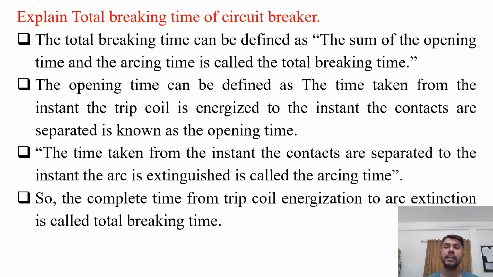Explain total breaking time of circuit breaker. The total breaking time can be defined as the sum of the opening time and the arcing time. Now the opening time is the time taken from the instant the trip coil is energized to the instant the contacts are separated. The time from the instant the contacts are separated to the instant the arc is extinguished is called the arcing time. And the complete time from the trip coil energization to the arc extinction is called the total breaking time. So this is how the total breaking time can be explained or defined.